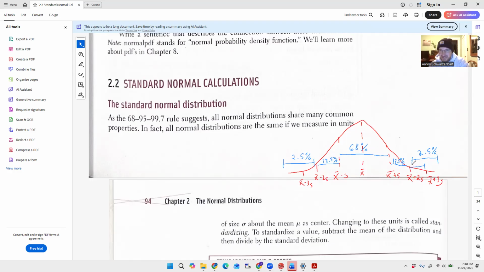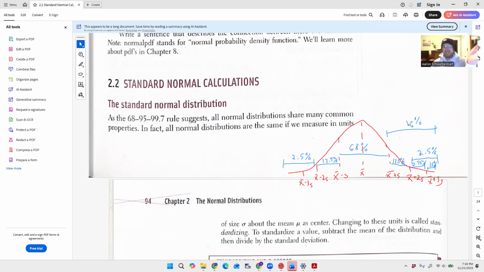Yes, this is really 2.35% and 0.15%. But this allowed us to find, okay, one standard deviation, what percentile is it? Well, it happens to be that all adds up to 16%, so it's 84th percentile.